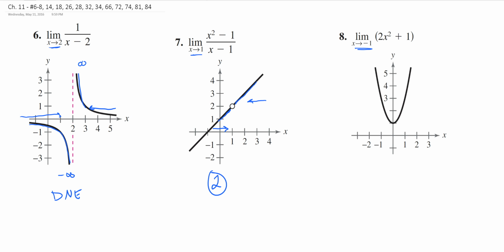And finally, number 8, as x approaches negative 1, so negative 1 is along this path here. So again, as I look from the left-hand side, my graph approaches what looks like positive 3. As I approach from the right-hand side, my graph again approaches what looks like positive 3. Since the right and the left limits are the same, I can say that the limit is 3.